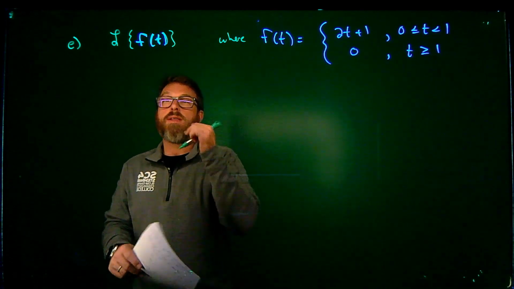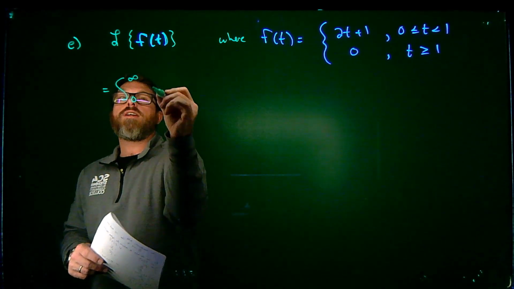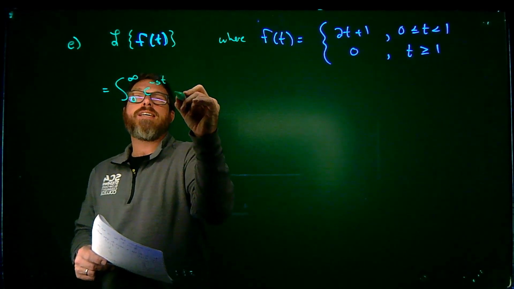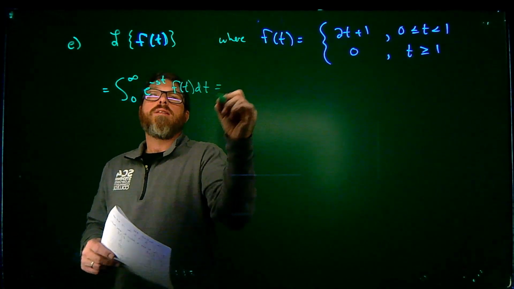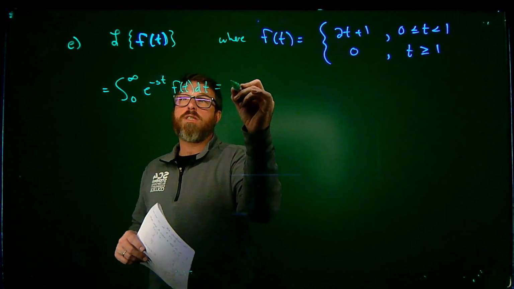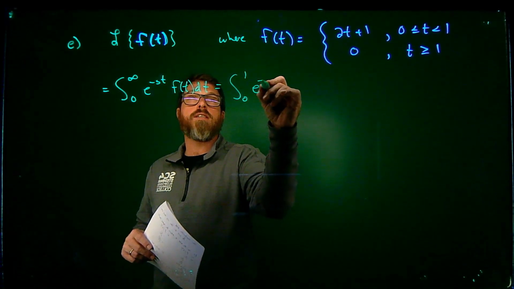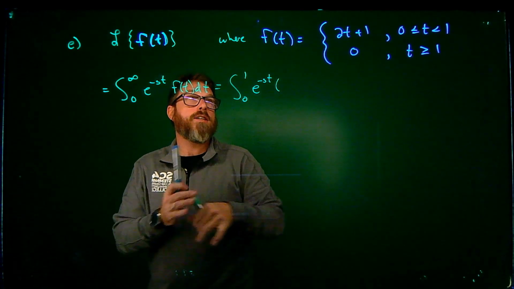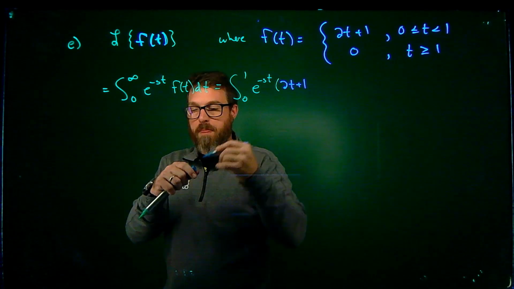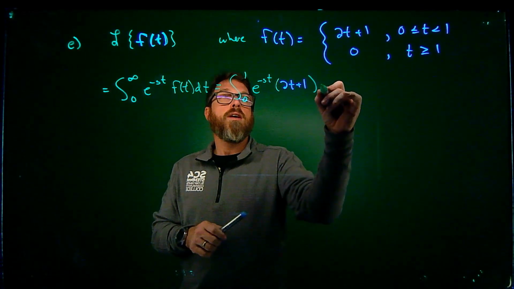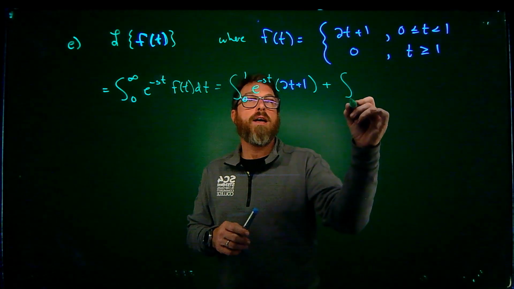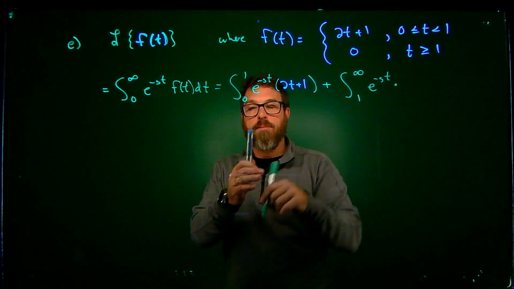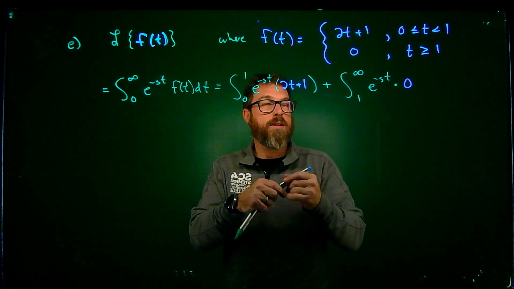So this is equal to the integral from 0 to infinity of e to the minus st times f of t dt. Now f of t is a piecewise function, so I'm going to have to split this into the integral from 0 to 1 of e to the minus st times my f of t, which from 0 to 1 is going to be 2t plus 1, plus the integral from 1 to infinity of e to the minus st times 0 dt.